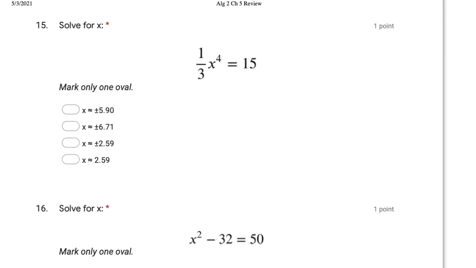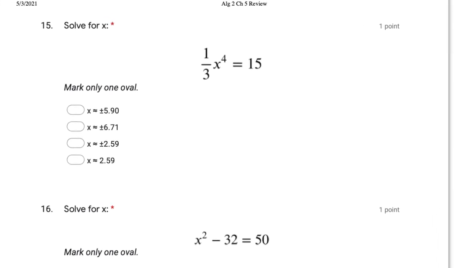Solving a few problems. Get the term with the x in it by itself. We've got to get rid of that 1/3 in this first one. So we just triple both sides. Equals 45. And then we get out our calculators and we take the 4th root of the left side, and the 4th root of the right side. So x is equal to the 4th root of 45.